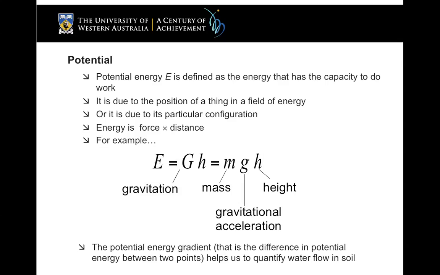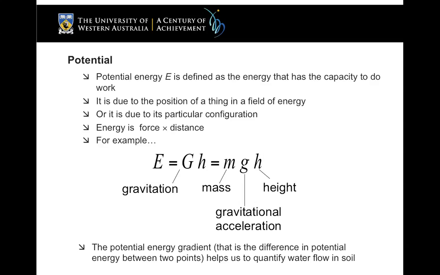So potential energy we define as the energy that has the capacity to do work. It might not necessarily be doing work, but it has the capacity to do that. It's related to where things are in that field of energy. For example, where you are relative to the surface of the Earth, or where you are relative to the Moon. It may be due to a particular configuration. So, for example, it may be due to which soil pores are holding onto the water, which determine the matrix potential.